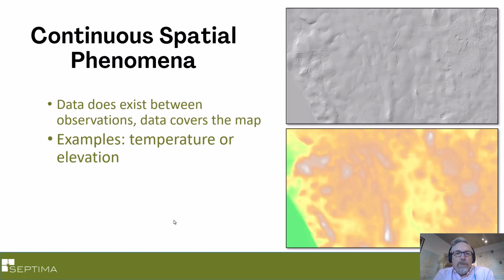Then we have continuous spatial phenomena. This is where data does exist between observations. In other words, elevation covers the entire landscape. Every part of the landscape has an elevation above sea level. Something like temperature or other climate variables would also be examples of that. So this is best represented with raster data.